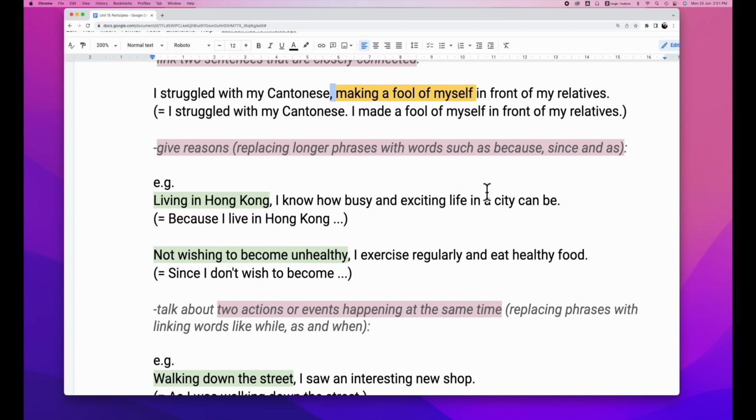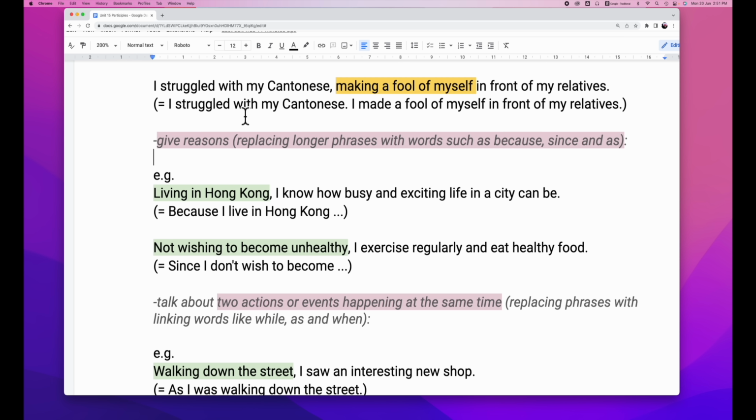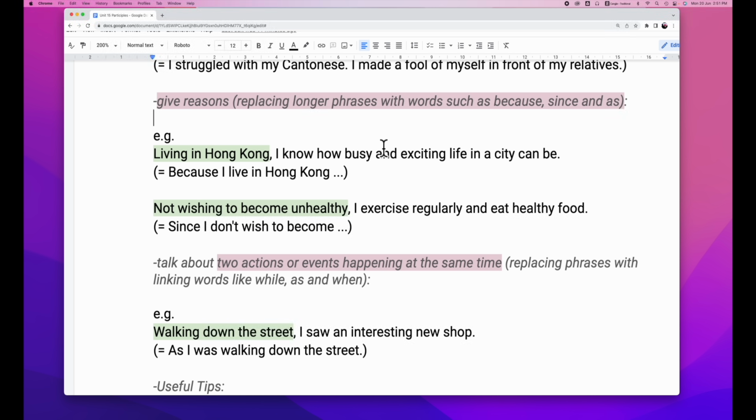Then what is the other usage of participial phrases? Let's take a look. Participial phrases can give reasons, replacing longer phrases with words such as because, since, and as. Example: living in Hong Kong, I know how busy and exciting life in a city can be. This functions as a clause, telling you more about the whole sentence. The reason: living in Hong Kong actually means because I live in Hong Kong.